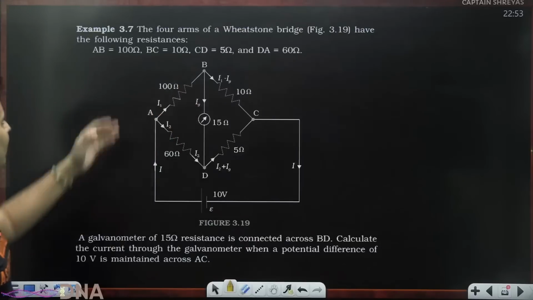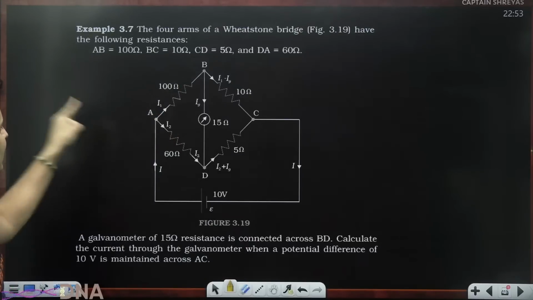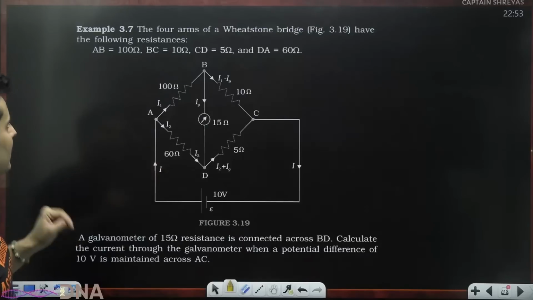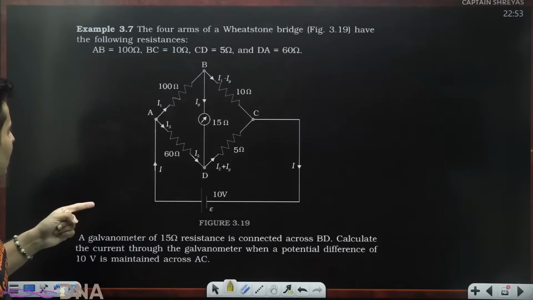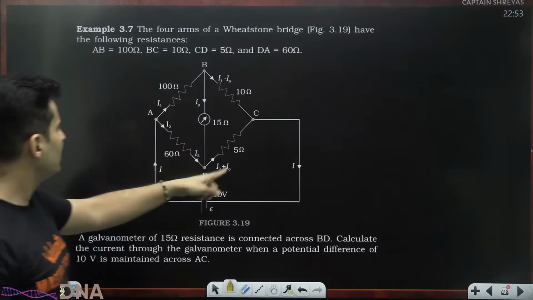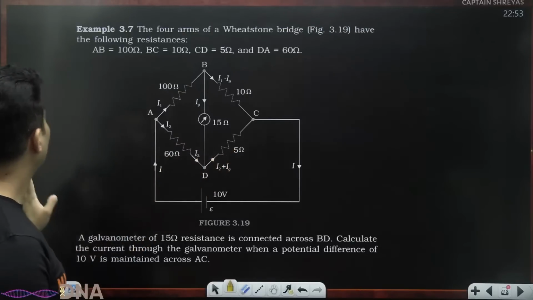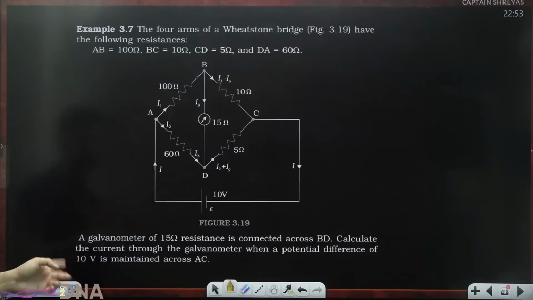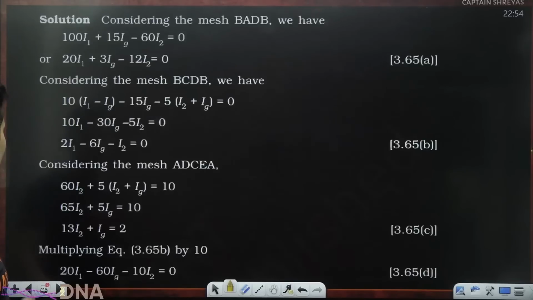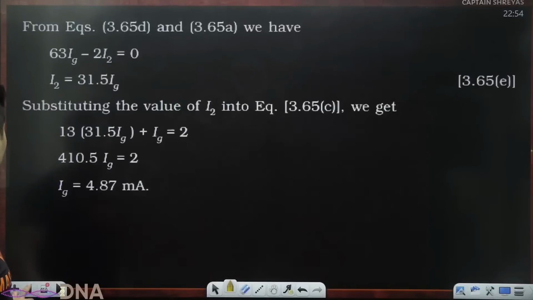AB is 100, BC is 10, CD is 60, DA is 5. The 4 arms are shown. A galvanometer of 15 ohm resistance is connected across. Calculate the current through the galvanometer when a potential difference of 10 volts is maintained. And then they start doing all this and they find the current.